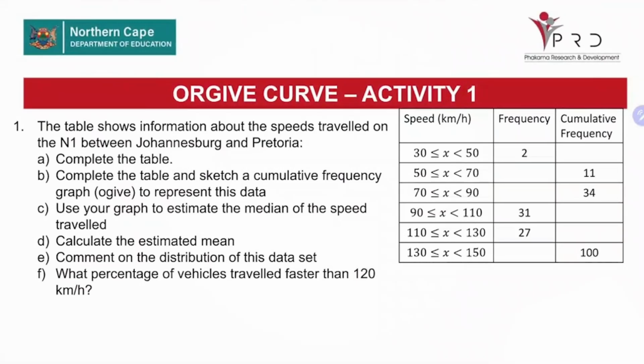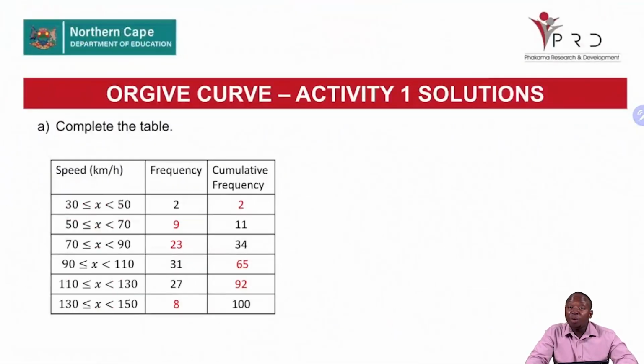Number one, so we are told that the table shows the information about the speeds traveled on the N1 between Johannesburg and Pretoria. Complete the table, number one, A. Number B, complete the table and sketch the cumulative frequency graph to represent this data. Use your graph to estimate the median of the speed traveled. Calculate the estimated mean, comment on the distribution of the data set, and what percentage of the vehicles travel faster than 120 kilometers per hour.